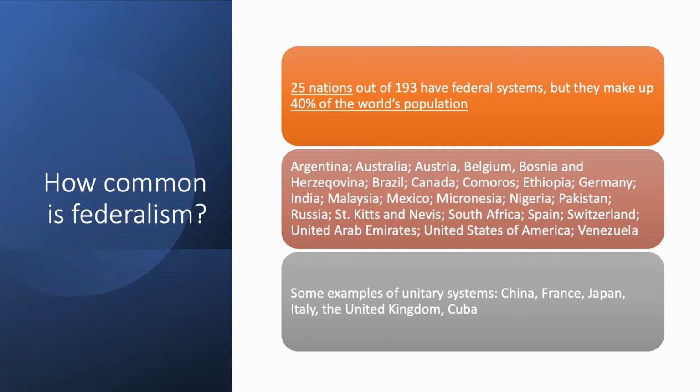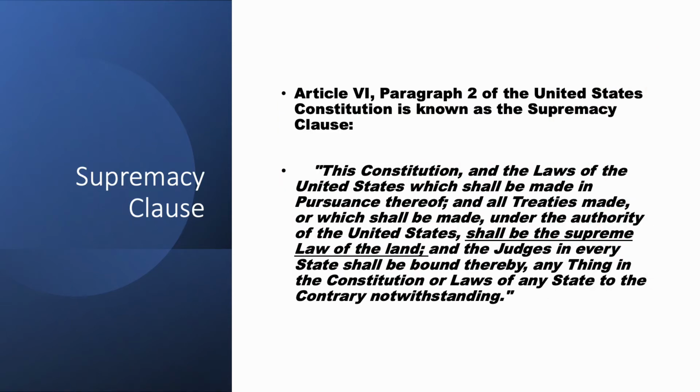Unitary systems, as I said, China, France, Japan, Italy, the UK, Cuba. Obviously, China's an enormous country with a unitary system. So it's a minority of the nations and less than 50% of the population, but a lot.